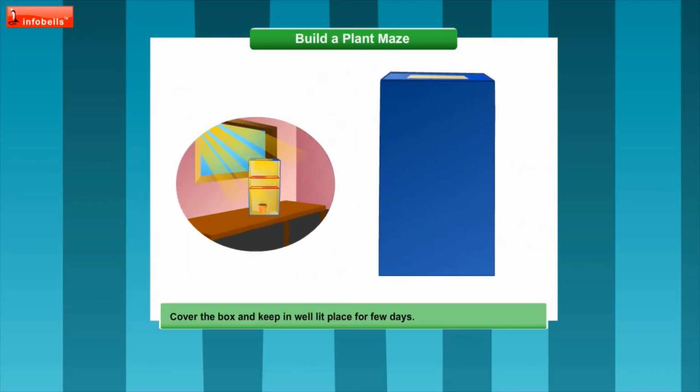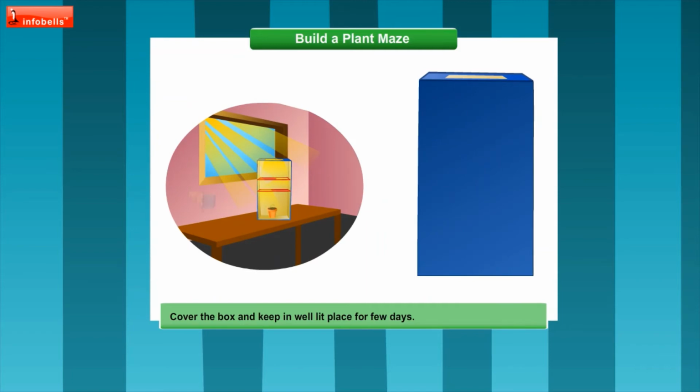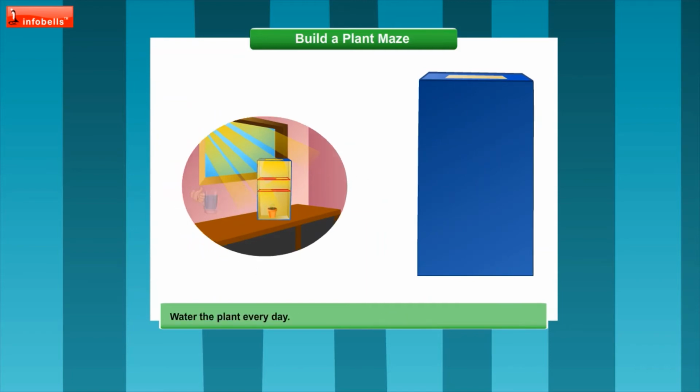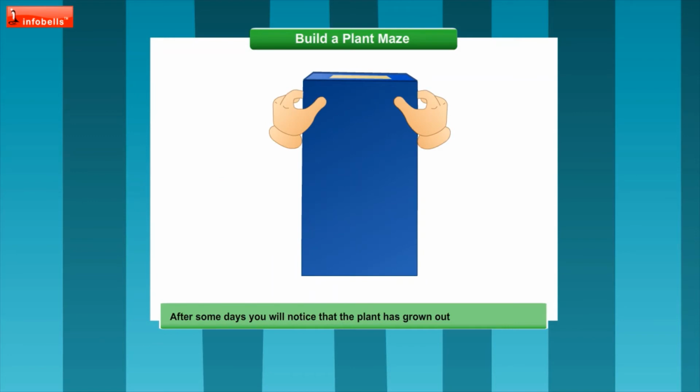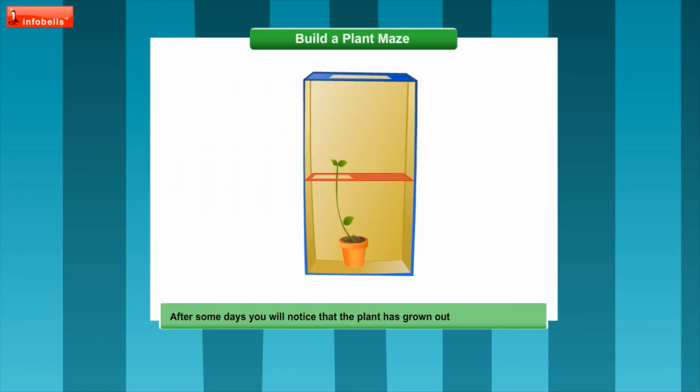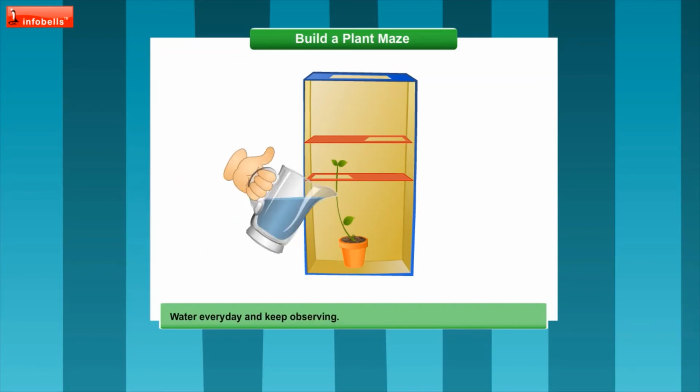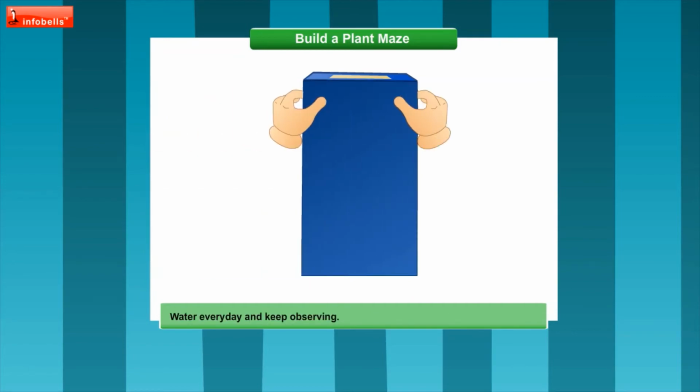Cover the box and keep in well-lit place for few days. Water the plant every day. After some days, you will notice that the plant has grown out of the opening of the cardboard piece. Now, fix the second piece of cardboard slightly above the previous card. Water every day and keep observing.